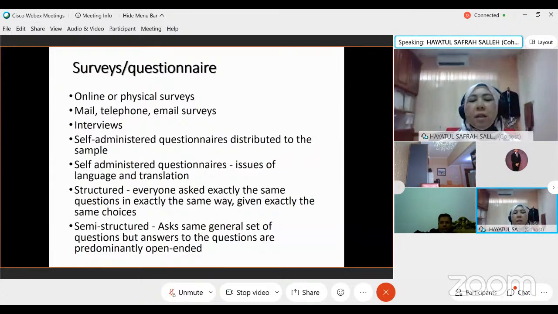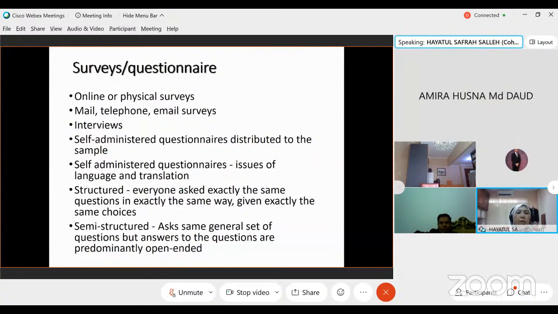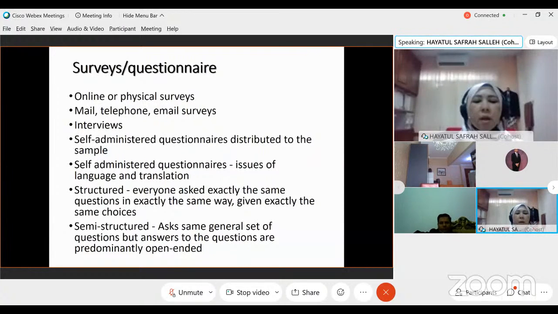If it were in front of us, it's easy for us to tell them what to answer. Yeah, but the self-administered questionnaire is easier for the researcher and saves time and so forth. All right. So for this questionnaire, some of it is structured, and another thing is we can also use semi-structured, and sometimes we combine them together. Structured questionnaire means that everyone is asked exactly the same question in exactly the same way, given exactly the same choices.